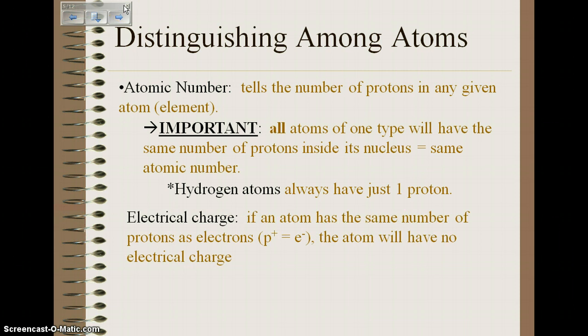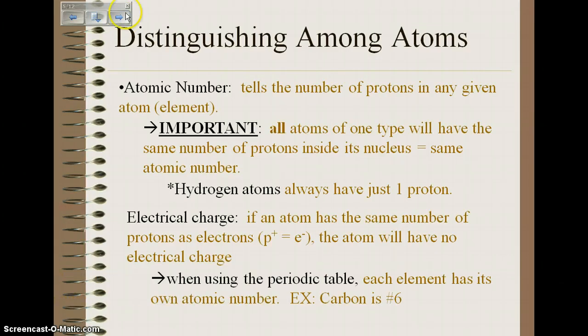The electrical charge of atoms is neutral as long as the atom has the same number of protons as electrons. P positives equal E negatives. If that's the case, the atom will have no electrical charge.